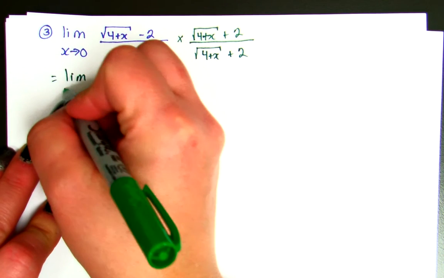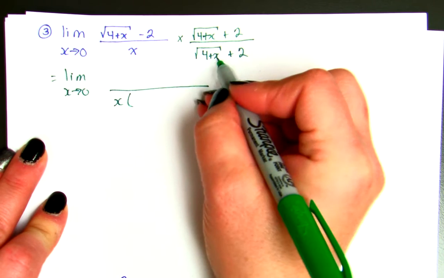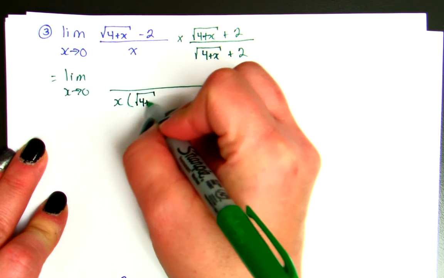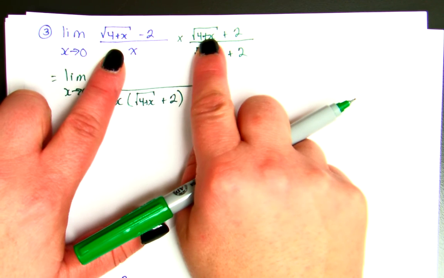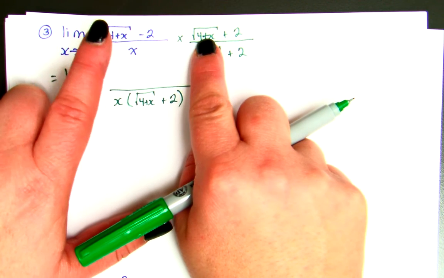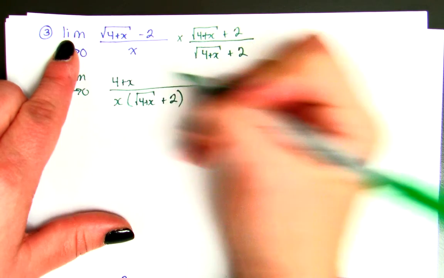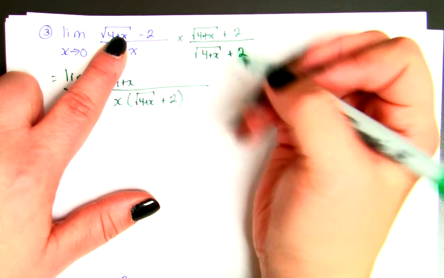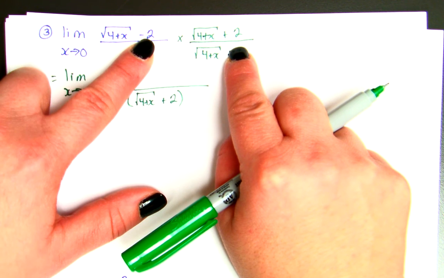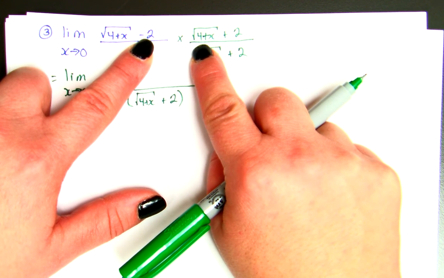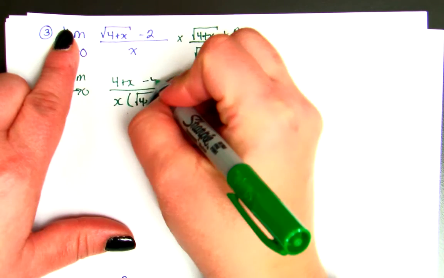So now I get the limit as x approaches 0. On the bottom, I'm just going to put x with this funky conjugate in a bracket. But now on the top, I've created a difference of squares. So when I FOIL these out, the root of 4 plus x times the root of 4 plus x just gives me 4 plus x. The root of 4 plus x times positive 2 is 2 root 4 plus x. But then I multiply it by negative 2, and I have negative 2 root 4 plus x. They cancel out. Then when I multiply the last two, I get minus 4.